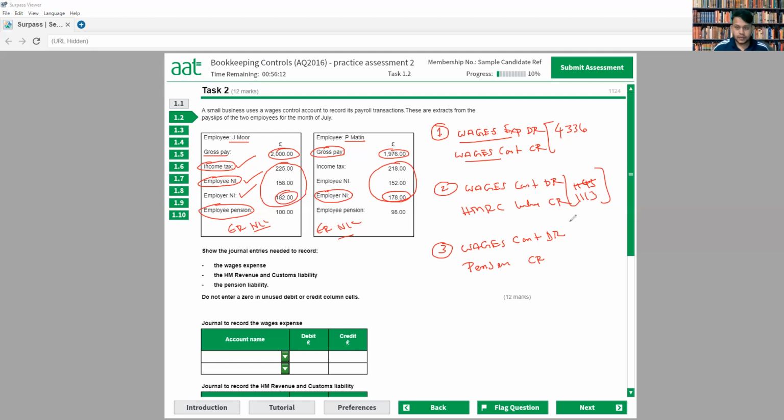All right, the final one for the pension, we have only 2 pension. So pension 100 and pension 98, so 198. And that's it. So very simple. As long as we know how to do it, the journal is very simple. Now we're going to go back to the box and we just complete this journal. That's it. It's quite straightforward.